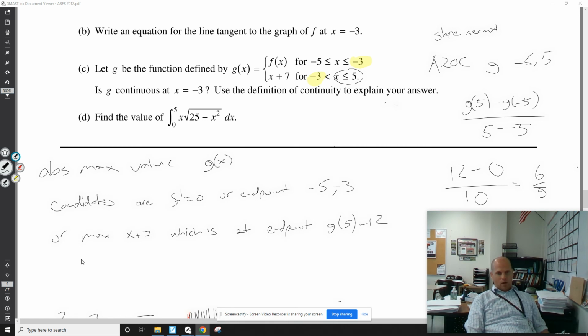Why? Because I know g prime from -3 to 5 is positive. g prime is just 1, like we have a straight line. I mean, it's easier.